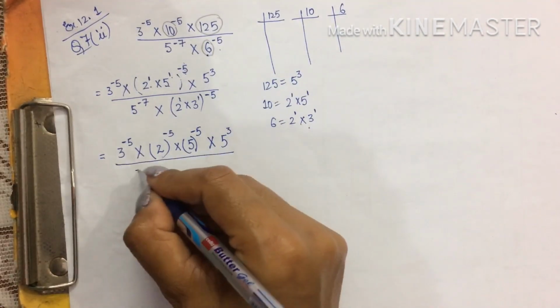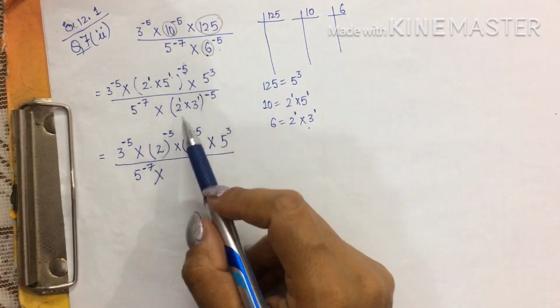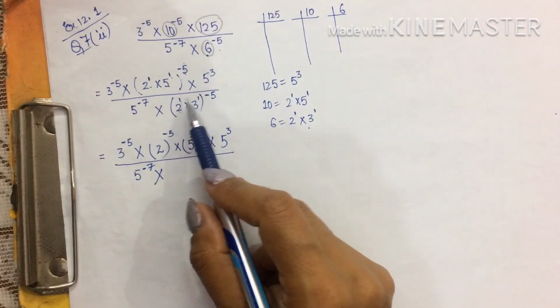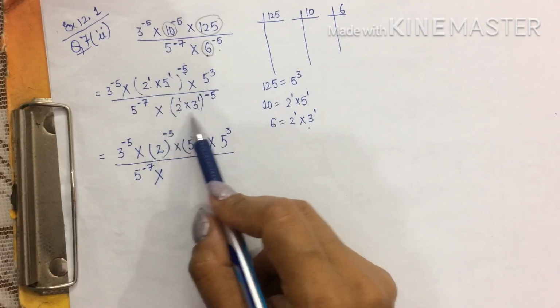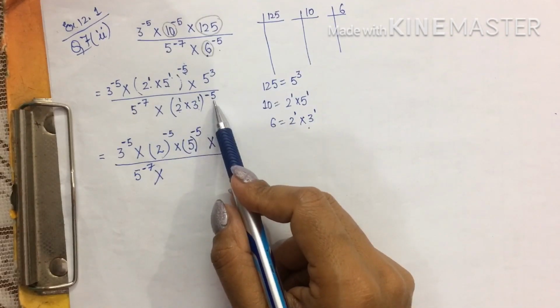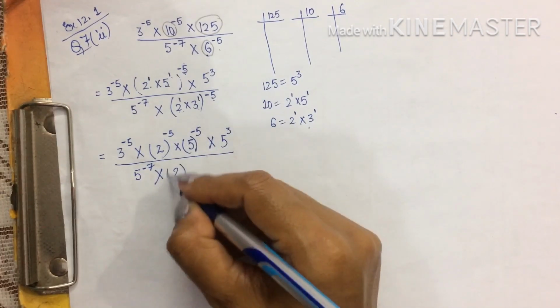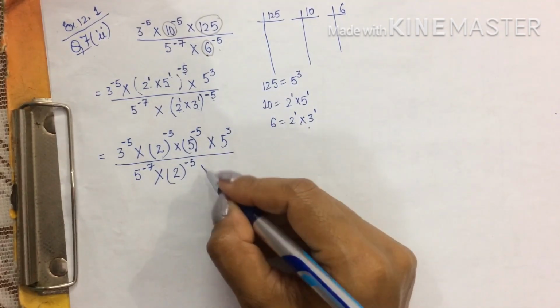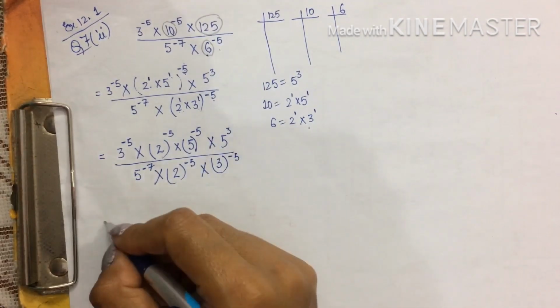In the denominator, I've got 5 raised to the power minus 7 into, let's open the brackets. Since both these numbers have exponent 1, it can be ignored, but the exponent outside the bracket, which is minus 5, will be given to each of these. So the first value is 2, exponent minus 5 given to this. The second value is 3, exponent minus 5 given to this.